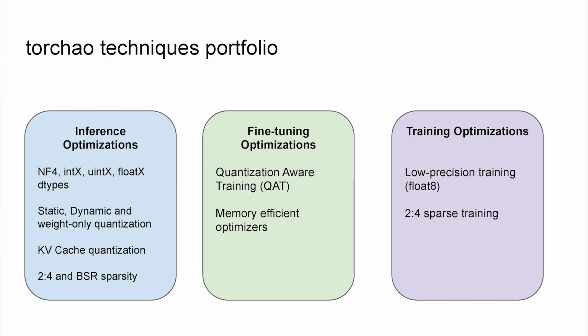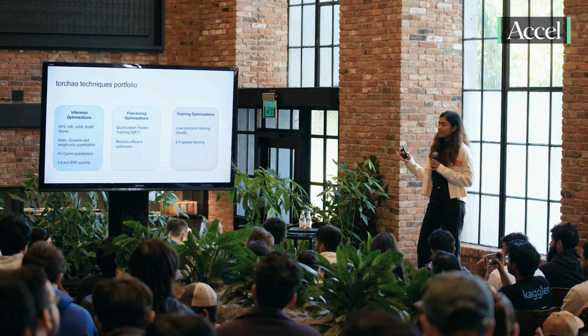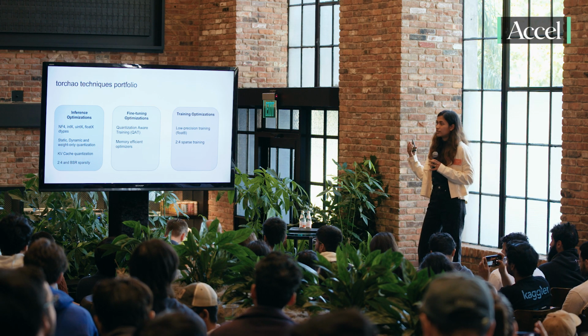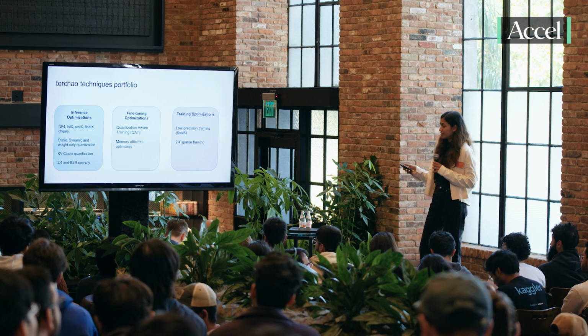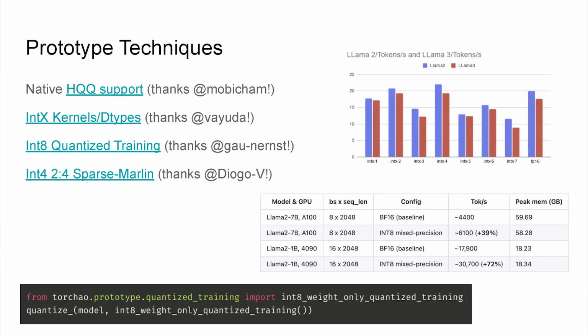So I spoke about a few techniques, but this is everything that we have today in Torch AO across inference, fine-tuning, and training. There's a lot more details on the GitHub repo with benchmarks and API details. So if you're interested, feel free to check it out. The nice thing about Torch AO is that we've been able to experiment with a lot of interesting features in PyTorch. I want to call out a few here, which I think are really cool.